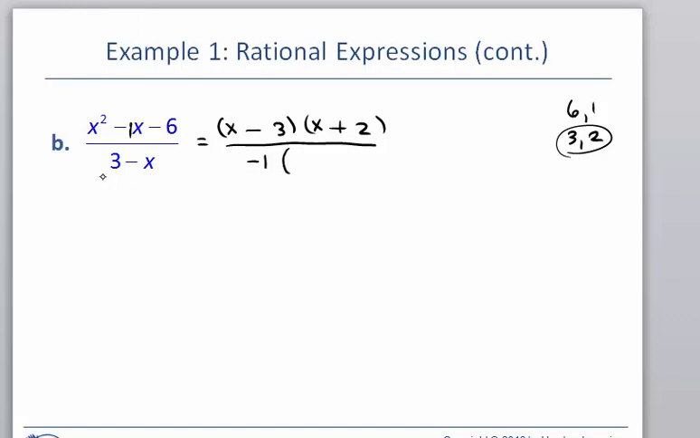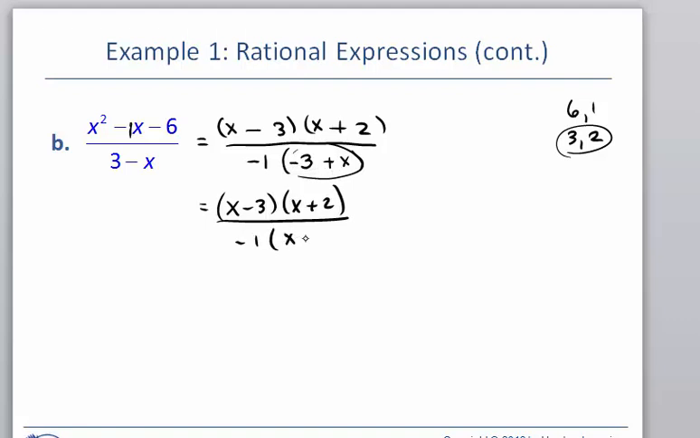If I pull a negative 1 out of a positive 3, I'm asking myself, negative 1 times what to make positive 3? That would have to be negative 3. Negative 1 times negative 3 makes positive 3. And then negative 1 times what makes negative x? That would be a positive x. And so if I take this term right here and turn it around, I'm going to leave the top part as it is. I'm going to leave my negative 1, but instead of writing negative 3 plus x, I'm going to write x plus a negative 3, or x minus 3. Then I can see that I can now factor and cancel those x minus 3's.